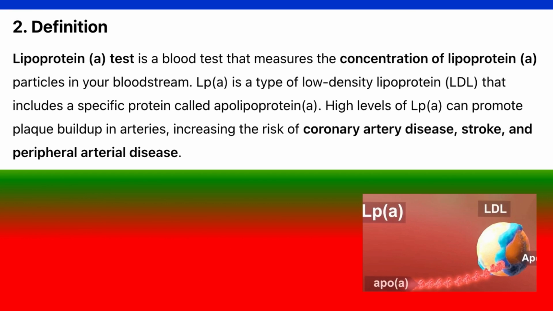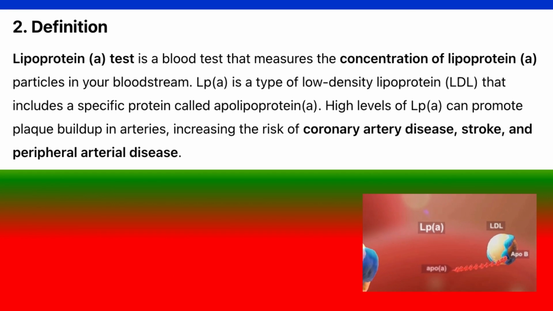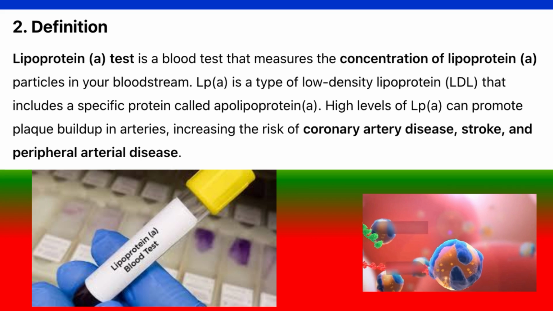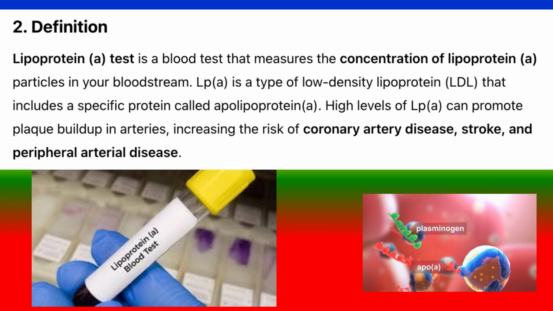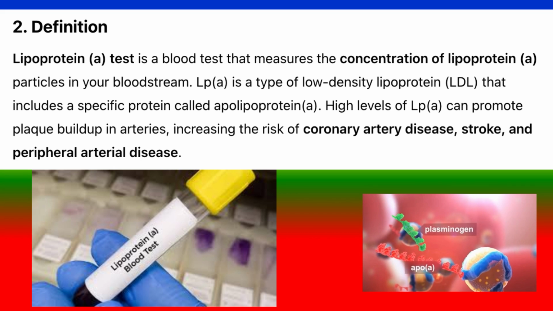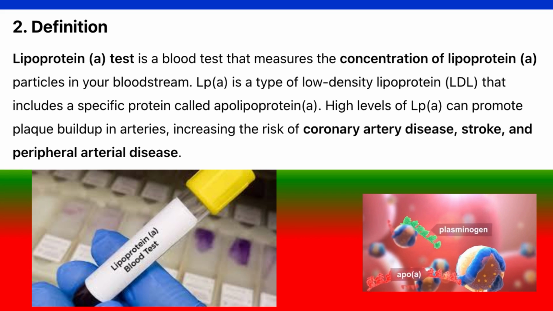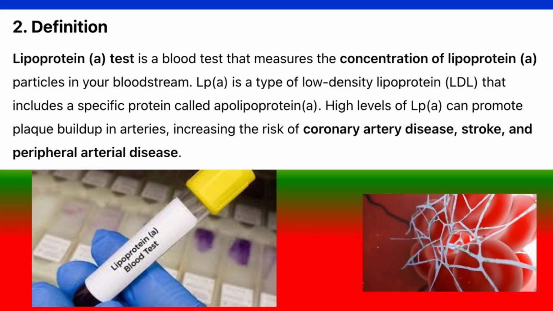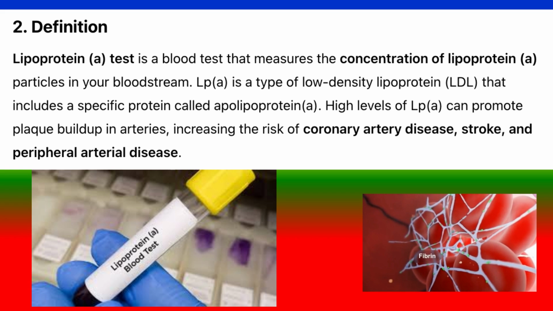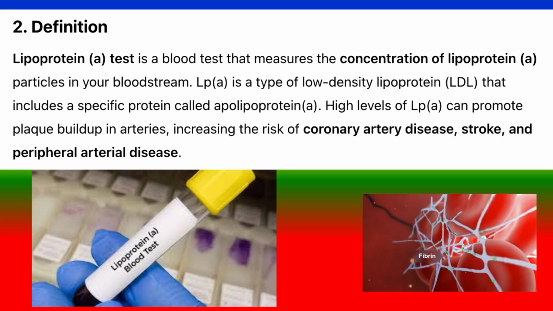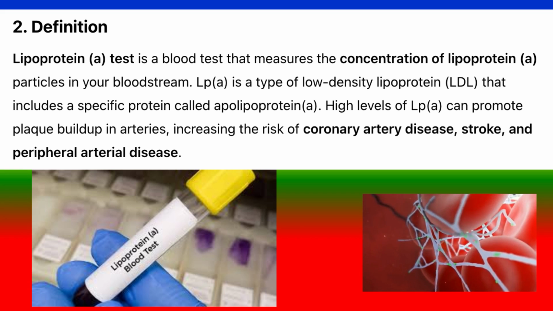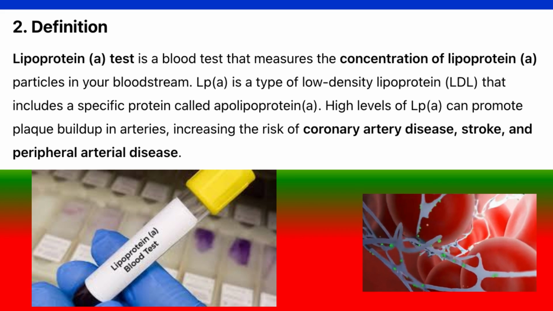2. The lipoprotein A test is a blood test that measures the concentration of lipoprotein A particles in your bloodstream. LPA is a type of low-density lipoprotein, LDL, that includes a specific protein called apolipoprotein. High levels of LPA can promote plaque buildup in arteries, increasing the risk of coronary artery disease, stroke, and peripheral arterial disease.